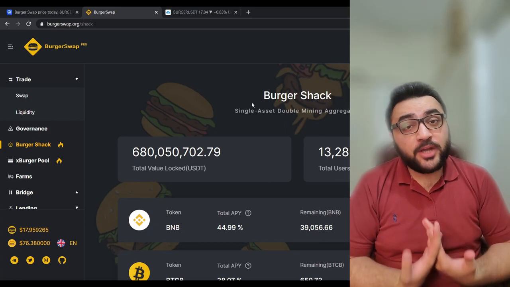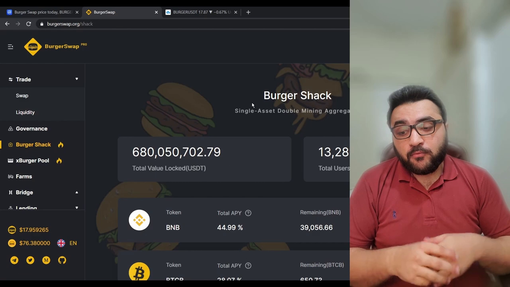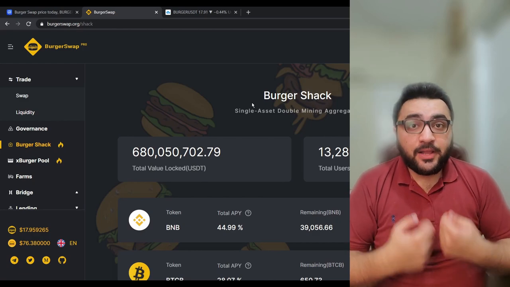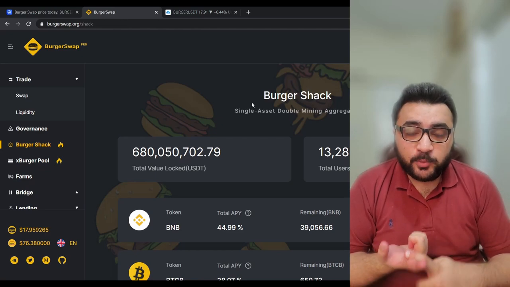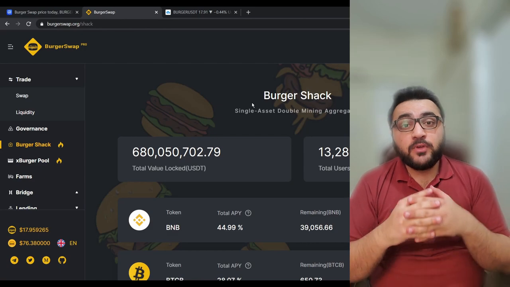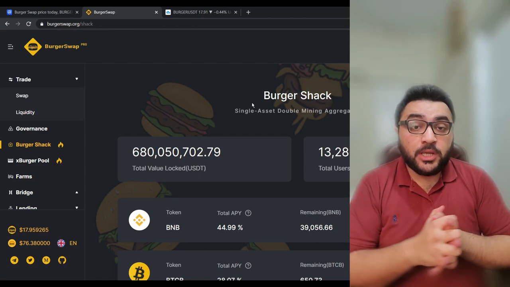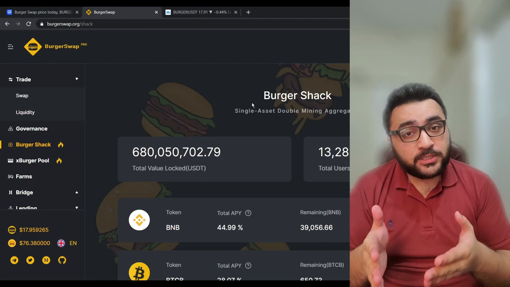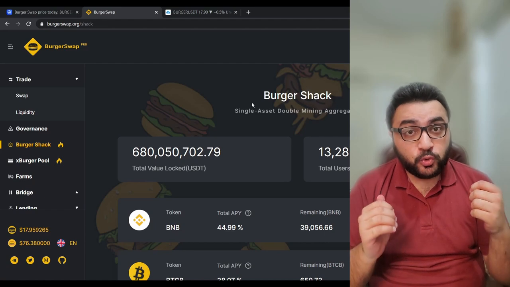Now the question is, why should you buy BurgerSwap, as in the Burger token? One of the few reasons that I'll encourage you to buy Burger is, you have seen how Pancake has exploded. You have seen how Bakery token exploded. And if you compare this to the Ethereum decentralized exchanges, what I like to put this on is direct competition to 1inch.